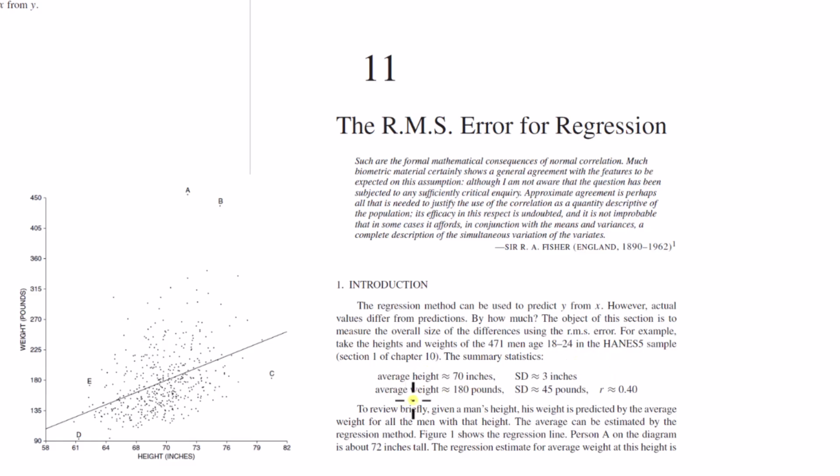Average height 70 inches, average weight 180 pounds. Here are the standard deviations. Here is the correlation coefficient. To review briefly, given a man's height, his weight is predicted by the average weight for all the men with that height. So the regression line is weight on height. The height is the input. The average can be estimated by the regression method.